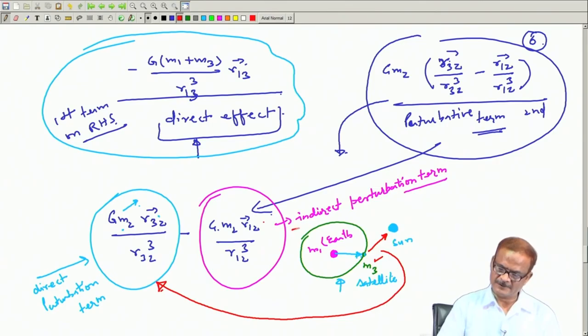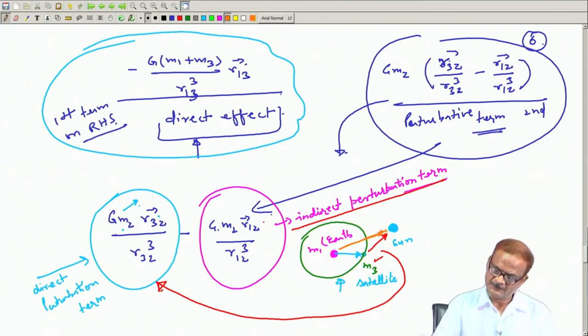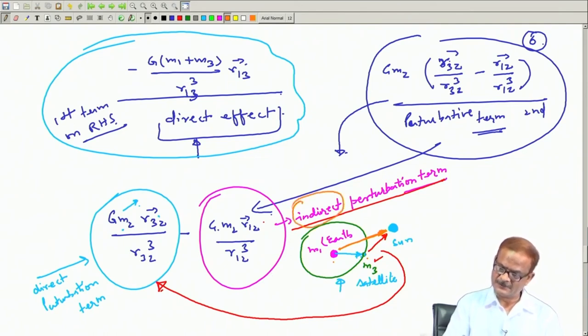And this term, which I have written as the indirect perturbation term, acts by the effect of the sun being manifested on the earth. The sun will affect the earth, and in turn the earth will affect m3, which is the satellite. Therefore, this is not a direct term, this is an indirect term, as I have written here. But overall, these two terms together are called the perturbative term.